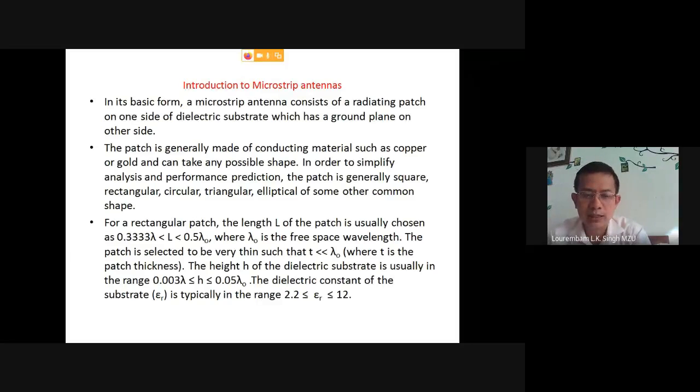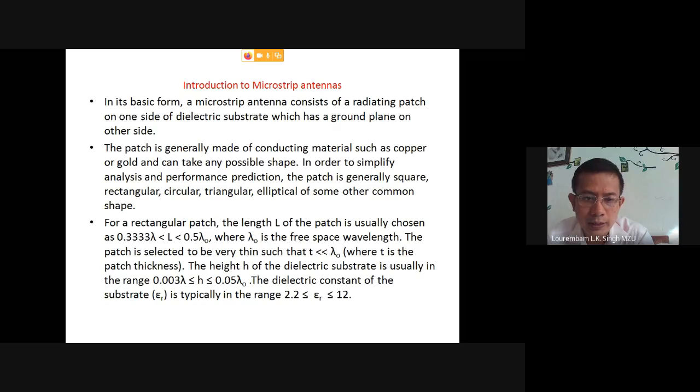Those are what we call the Yagi-Uda antennas. Over there, the length is also called a lambda by 2 Yagi-Uda antenna. Here, the length of the rectangular patch should be between 0.5 lambda to 0.33 lambda, where lambda is nothing but the free space wavelength.